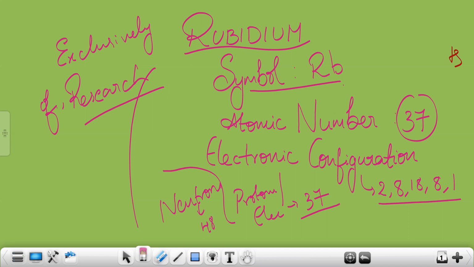Rubidium is also used in the manufacture of some special glasses, and in some spacecraft. You know what is meant by spacecraft, right? So, spacecraft research work.